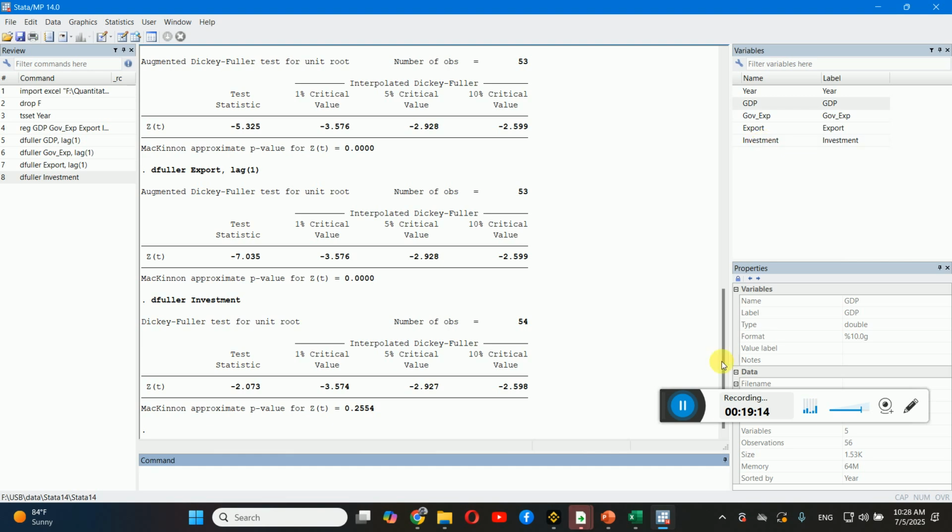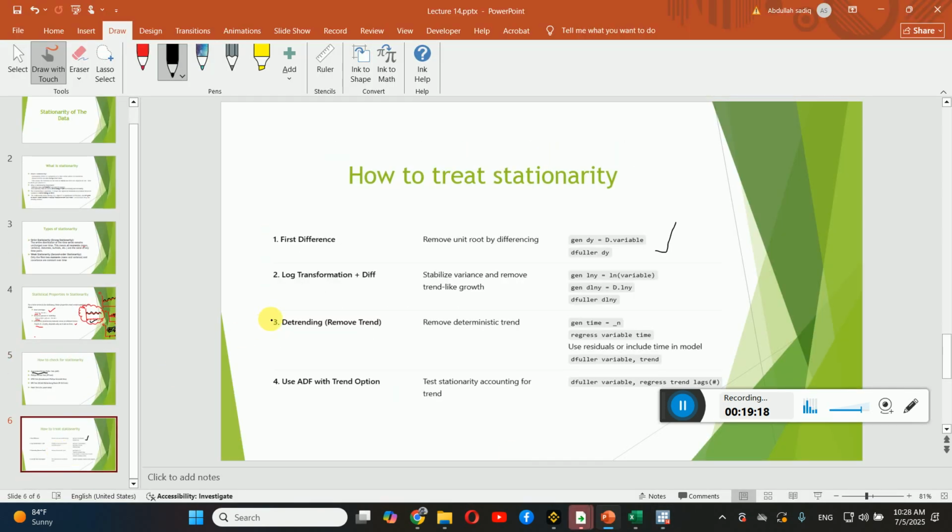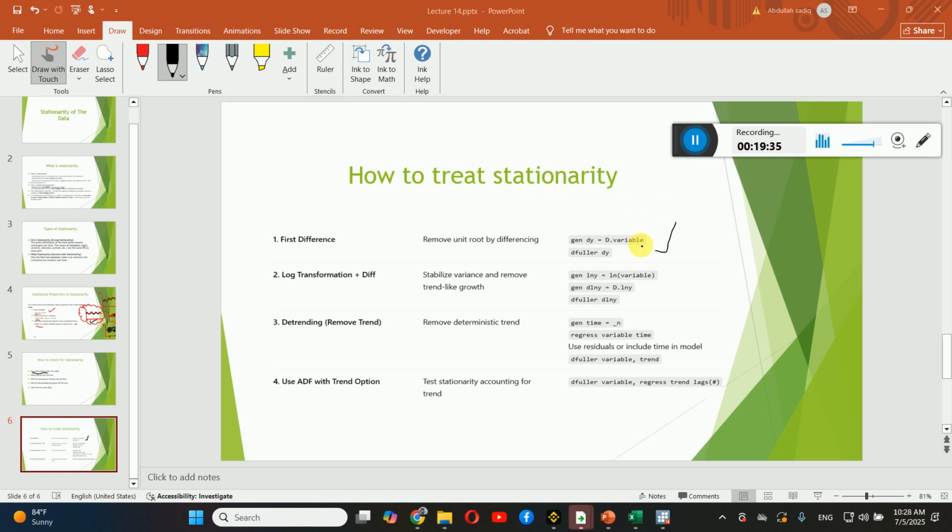We have some solutions, right? We have different methods you can use. You can use the first difference method for correcting the issue of non-stationarity. You can use the log transformation method, the detrending method, or you can use the ADF method with trend options. So we have many methods, and the commands are also given here. For the sake of simplicity, we are using the first difference method, right?